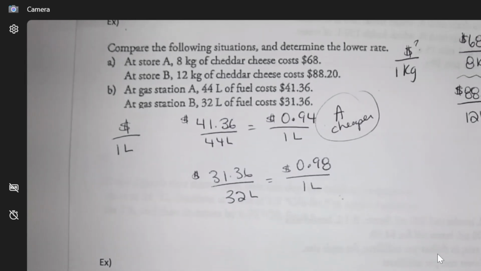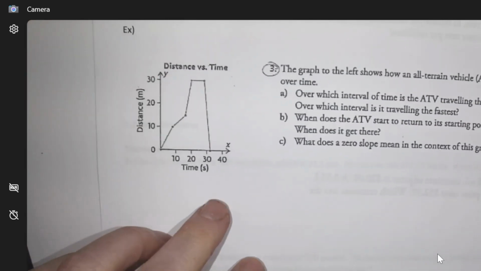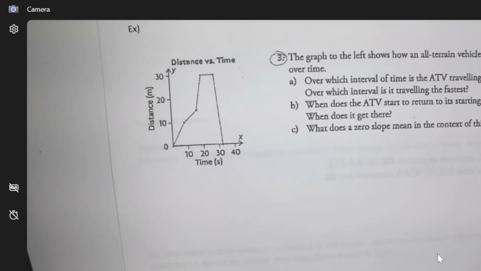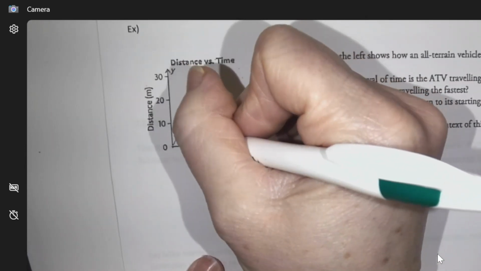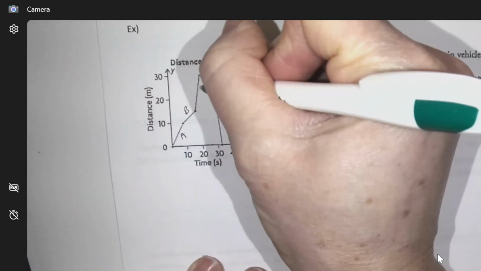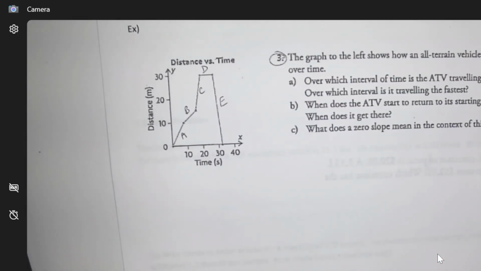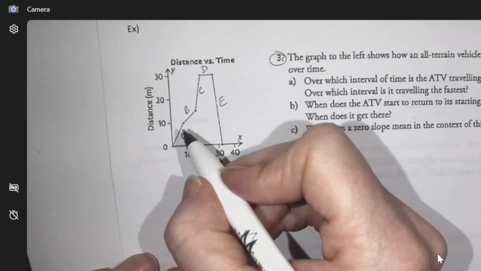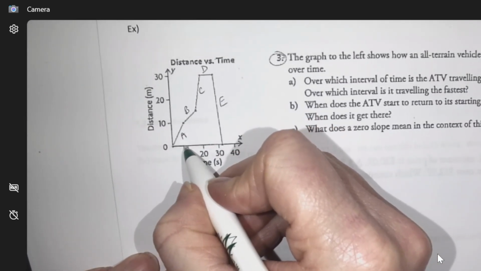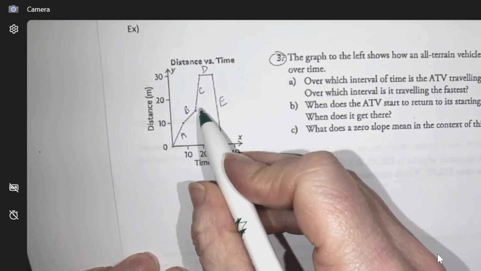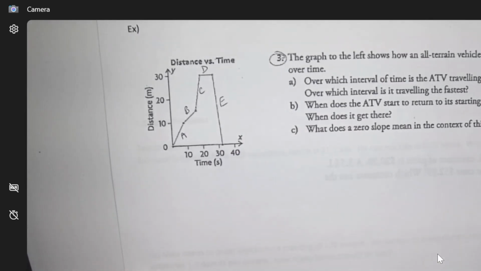Okay, so now let's look at rates using a graph. Okay, so I'm going to call these intervals. So let's go section A, B, C, D, and E. Let's make those little sections. Okay, here we go.